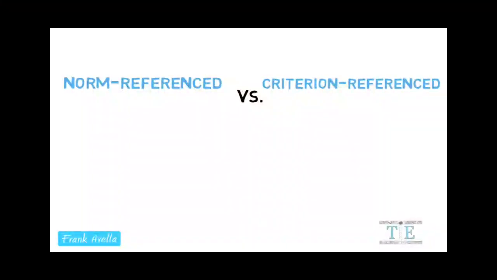Hello and welcome to Teachings in Education. Now let's compare normed reference assessments versus criterion referenced assessments. How are they similar and how are they different?